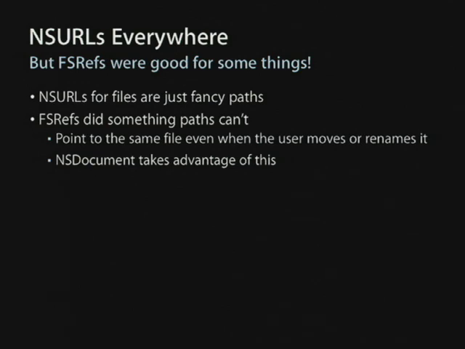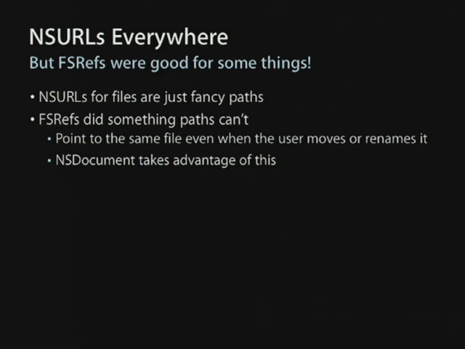So I tell you that FSRefs are going away, and for old Carbon hands or people who had to dig into them just in Cocoa apps, you might protest, but FSRefs were good for some things. NSURLs as a replacement for it. NSURLs for files are just fancy paths, the path with file:// and localhost, I think, at the front of it. And FSRefs did something big that paths can't. They can point to the same file even when the user moves or renames it. And that's pretty useful.